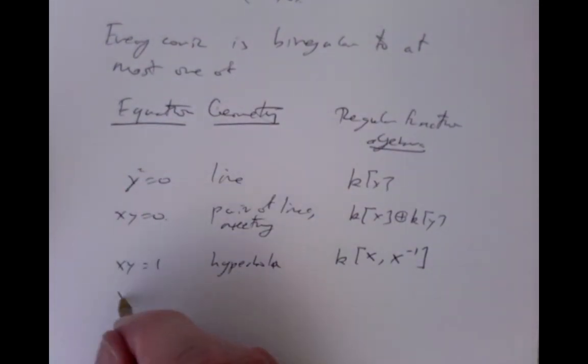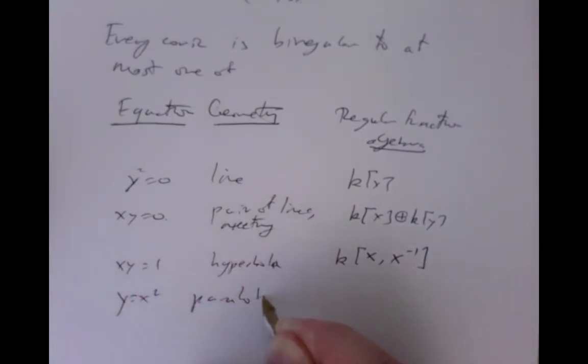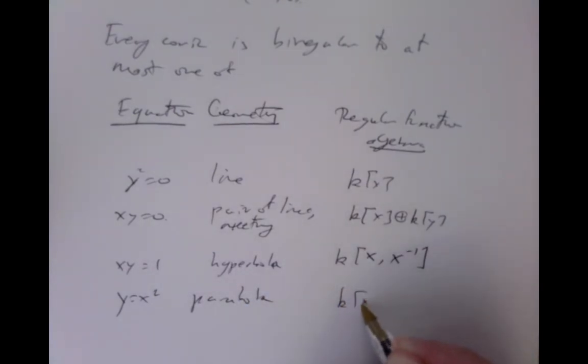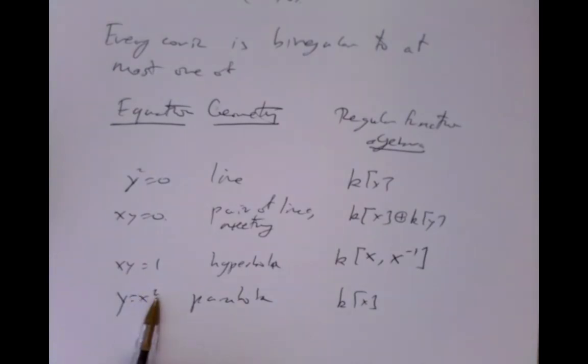Another example would be something like y equals x squared, a parabola, which we've already looked at. So that's a parabola geometrically when we draw it over the real numbers. And then the functions are just k of x, because any time you have a y, you can just replace it by an x squared, so it becomes a function of x. So all the functions of x and y become just functions of x.